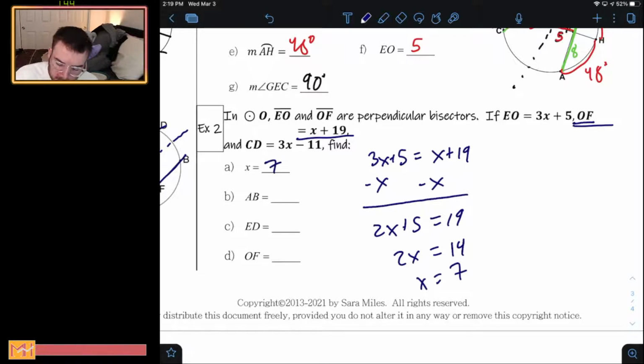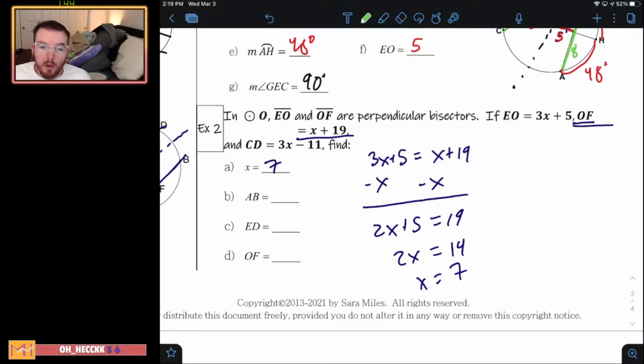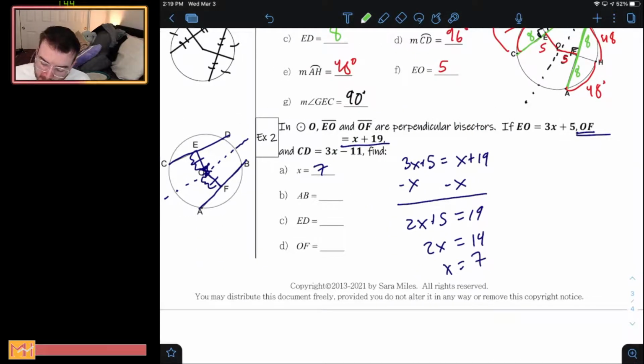X equals 7. And if x equals 7, plug it in to find the actual distance. If you plug it in, 3 times 7 plus 5, that's 26. And if you plug it in here, you get 19 plus 7, which is 26. So both OF and EO are 26.